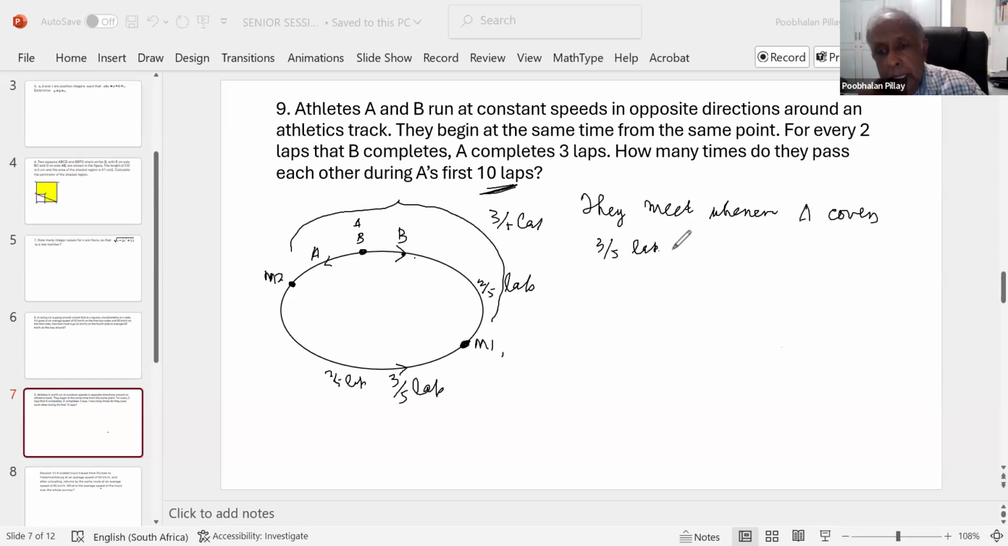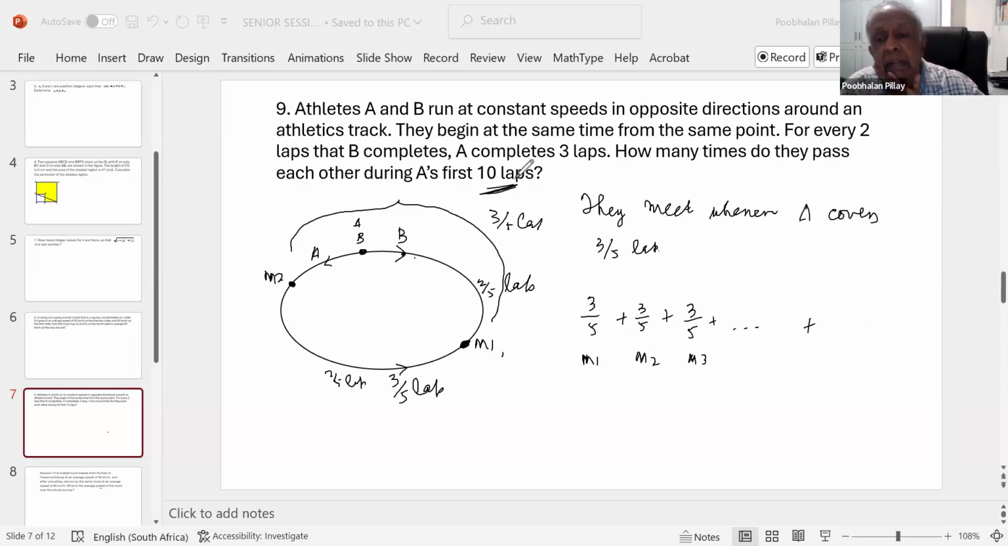Each time they meet, you cover 3/5. So, in other words, after the first lap, they meet at 3/5. This is the point here, and then he travels another 3/5, and then another 3/5 of a lap, and all these are meeting points. First meeting point, second meeting point, third meeting point, and so on, right? So you want to know how many meeting points there are.